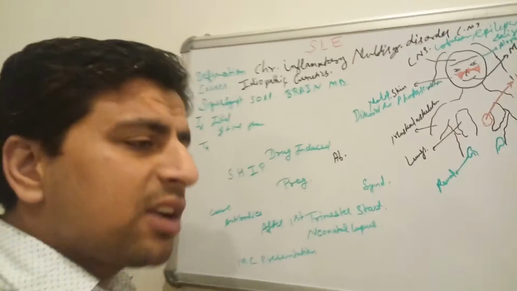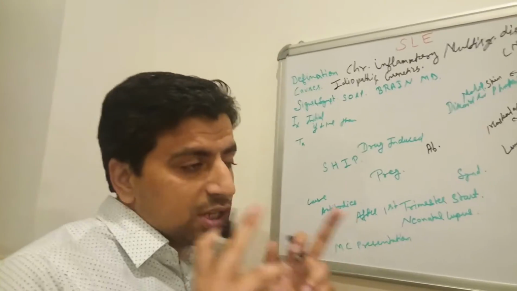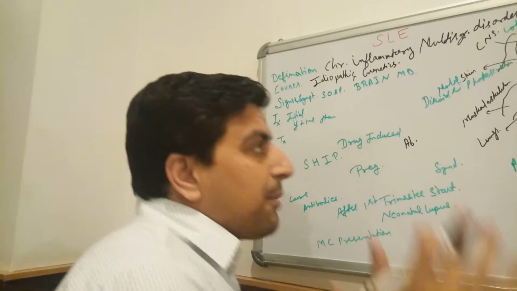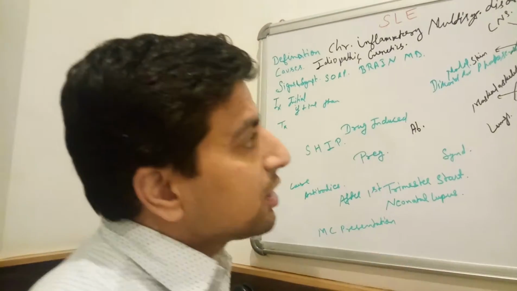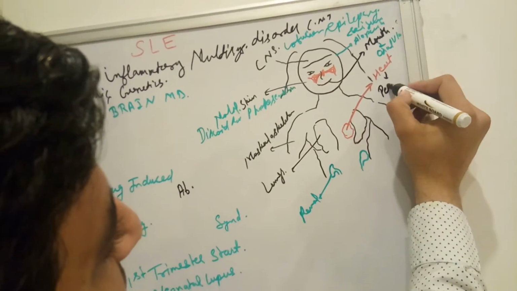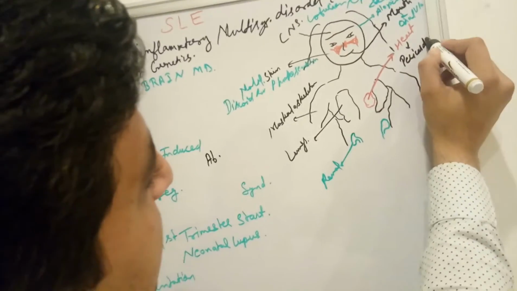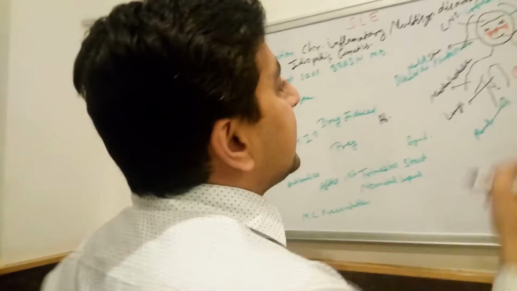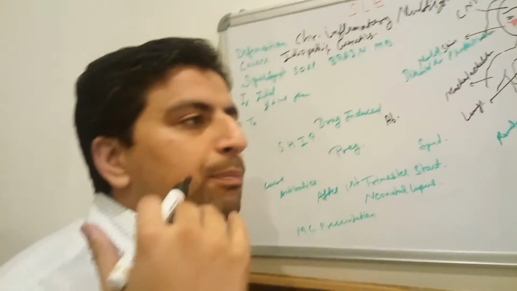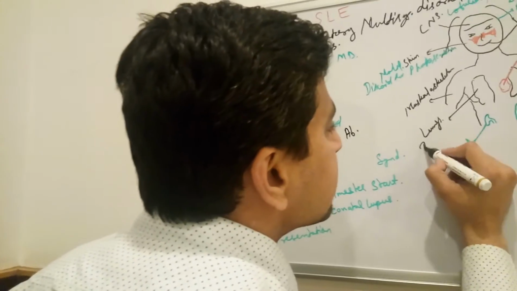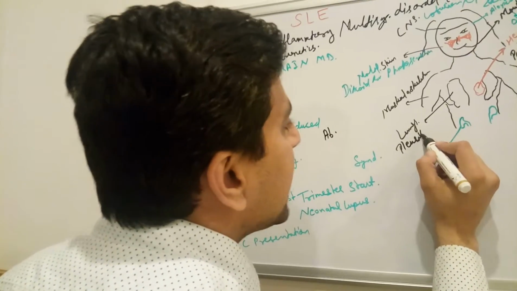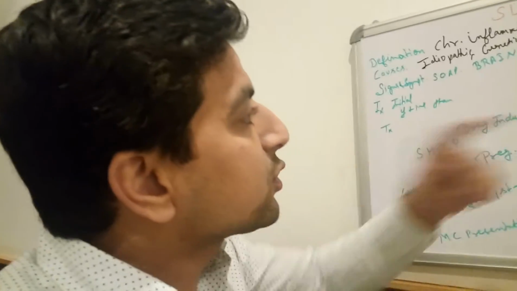Heart, it can cause anything: pericarditis, endocarditis, myocarditis mostly. But if we see the most common presentation on the heart, it's pericarditis, my dear friends. Pericarditis is the most common presentation in a heart with SLE. Okay, then lungs, it causes pleuritis, pleuritis, my dear friends.